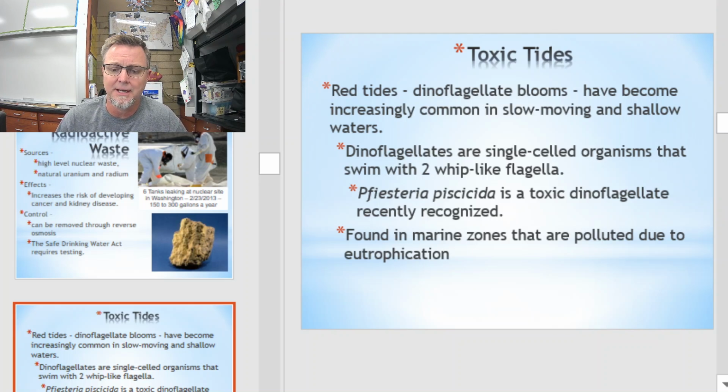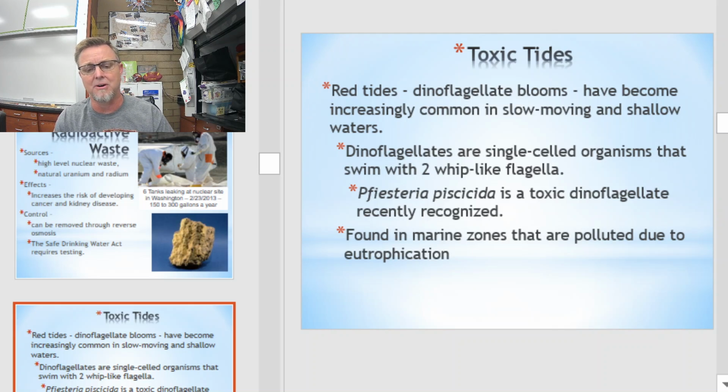At this point, we're going to shift gears and look at some water pollution that falls along the lines of natural pollution as opposed to man-made. We're going to start by looking at toxic tides. There is a natural process that occurs in our oceans that causes certain organisms called dinoflagellates to reproduce in large numbers. Dinoflagellates create what we call red tides. Dinoflagellate blooms have become increasingly common in slow-moving and shallow waters.